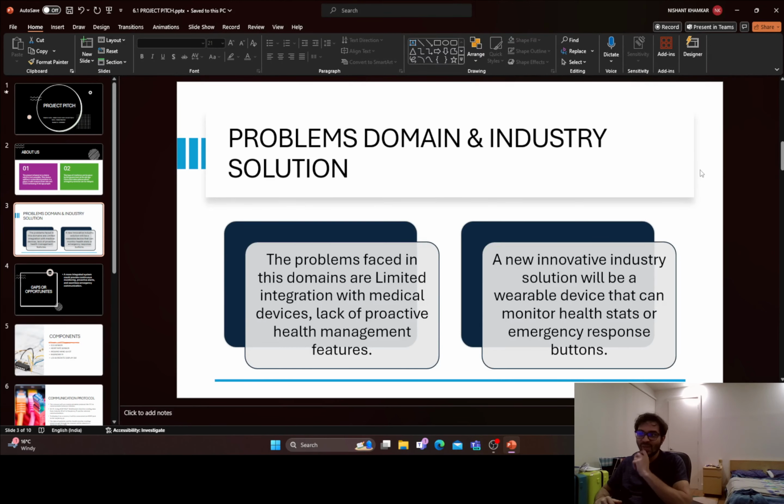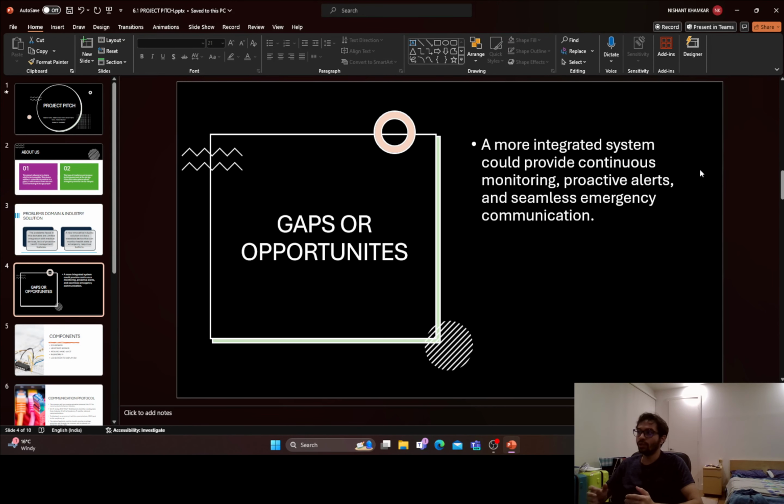So the problem statement is a limited integration with medical devices and lack of proactive health management features. So a new innovative industry solution will be a wearable device. Same functioning, but a wearable device which will monitor health stats, and it can also give a responsive email or alert notification or a call to emergency services whenever there is any emergency situation with old people. The gaps and opportunities are that more integrated systems could provide continuous monitoring, proactive alerts, and seamless emergency communications.